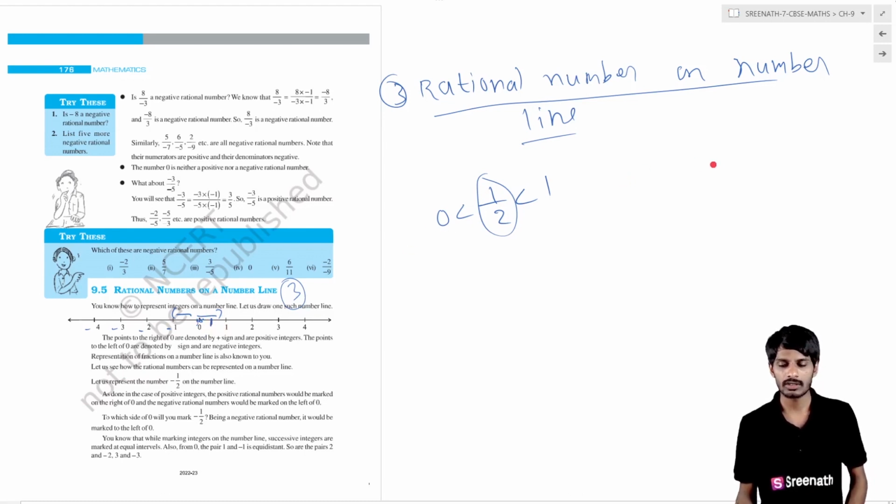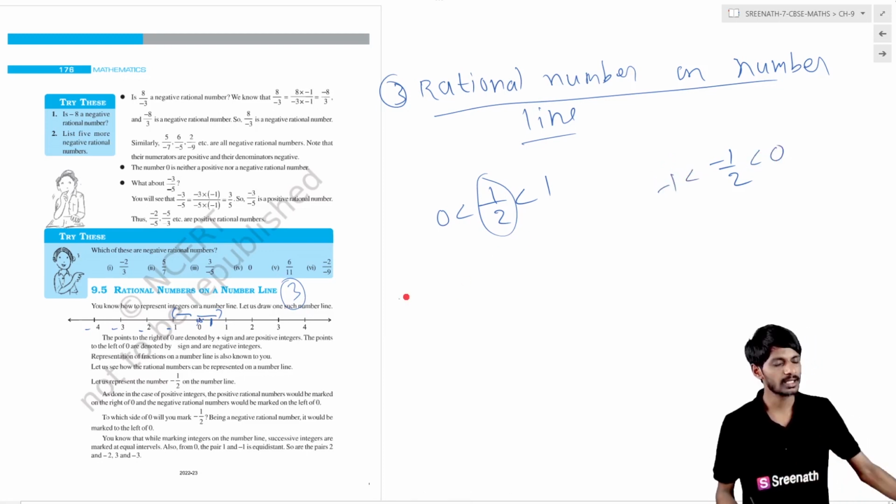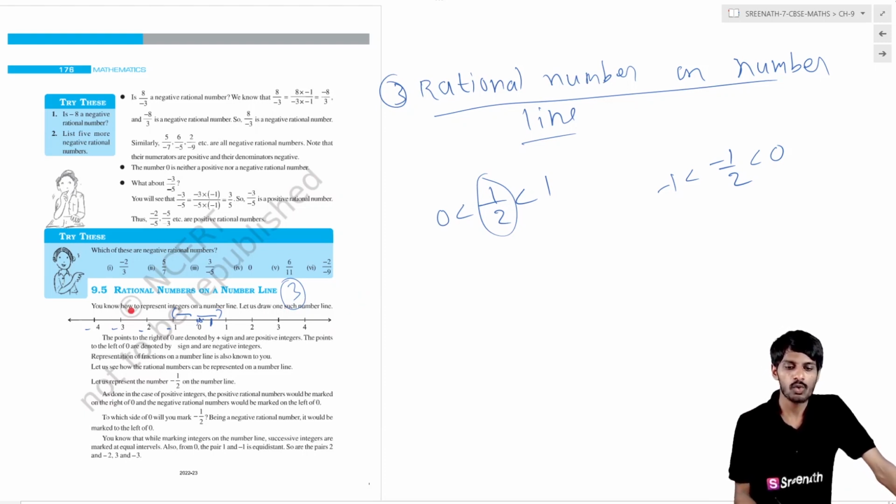In that case, how will we represent minus 1 by 2? It must be between minus 1 and 0. One more thing about the number line: if you move to the right side, the numbers are always greater than the numbers on the left side. So 3 is greater than 2, 4 is greater than 3, and 1 is greater than 0. At the same time, 0 is greater than minus 1, minus 1 is greater than minus 2, and minus 2 is greater than minus 3.